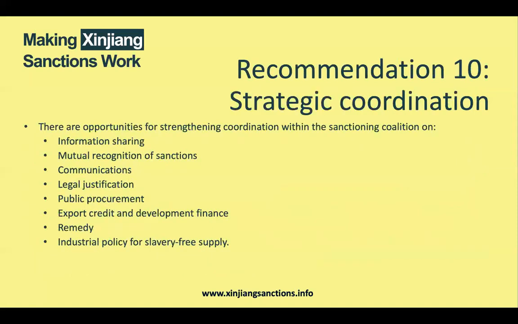Finally, in recommendation 10, we look at coordination. There's been limited coordination within the sanctioning coalition to date, mainly around target selection, business guidance, and announcement of sanctions. In our final recommendation, we discuss other areas where coordination could be strengthened, as you see here on the screen, including everything from information sharing, mutual recognition, remedy to industrial policy.